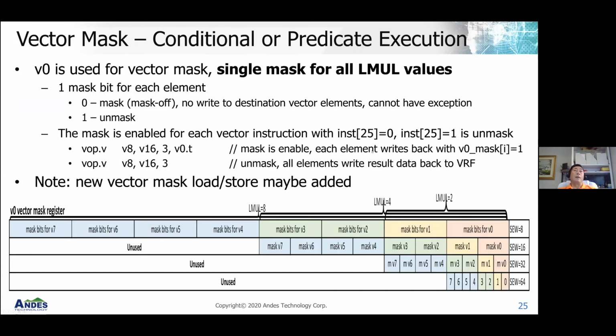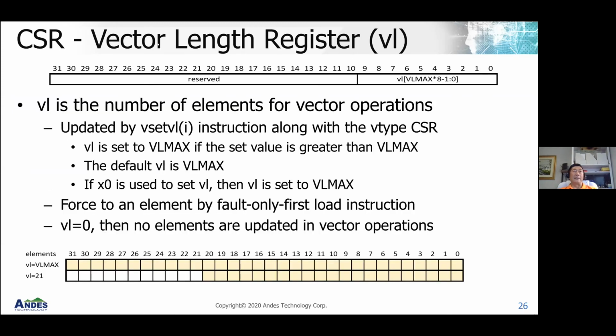Okay. The next control register is the vector length register, VL. You can update VL with the application vector length. Vector length is the number of elements for a vector operation. So if you look at the example down here, VLMAX is 32, so you have 32 elements, and you can define the VL to be 21.